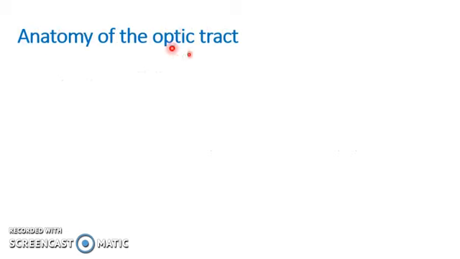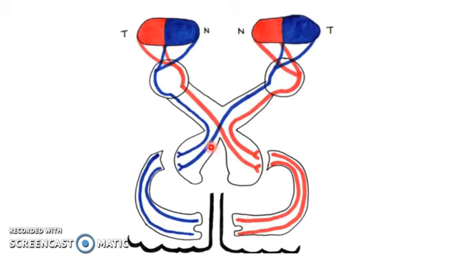To start with, we'll look over the anatomy of the optic tract in order to clarify how the visual field is formed. This diagram I made earlier illustrates the visual field. As you can see, the left side of the eye sees the right part of the visual field, and the right side of the eye sees the left part of the visual field. This is an important fact to keep hold of for later use.